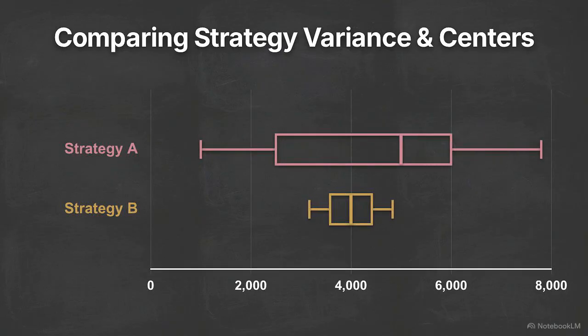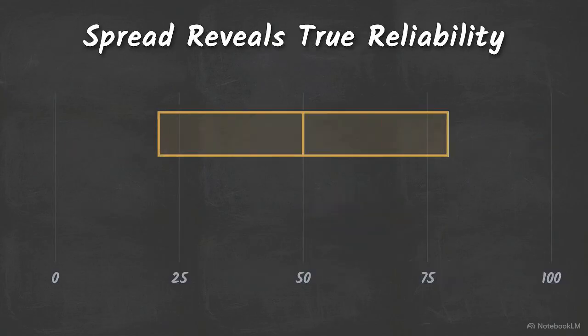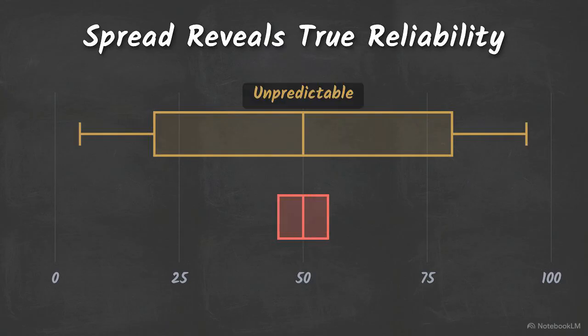Statistics allow us to compare different groups or strategies side by side. Using a shared scale, we can compare medians, assess the overlap of IQRs, and identify which groups produce more extreme outliers. A wide box plot indicates unpredictable outcomes and high variance. A narrow box plot suggests reliability and consistency.